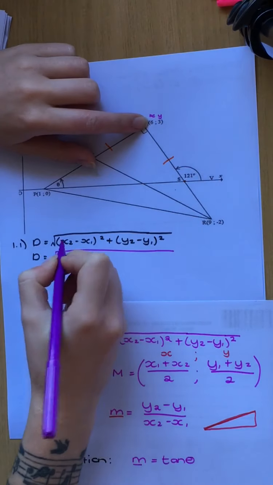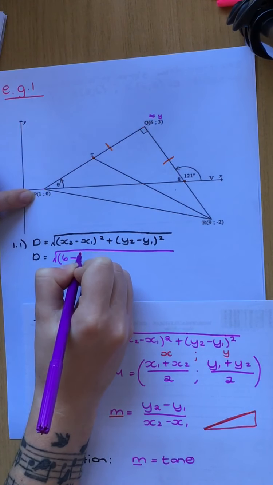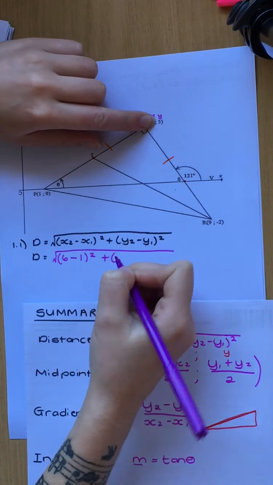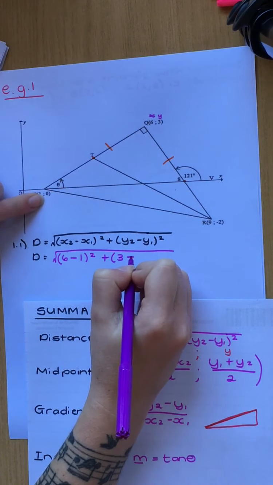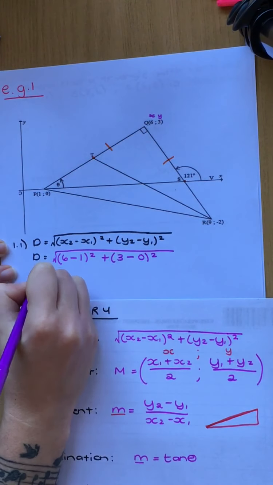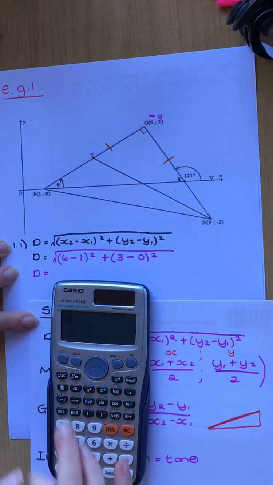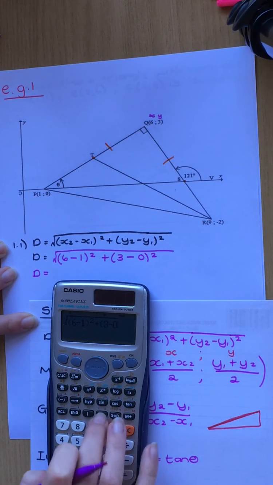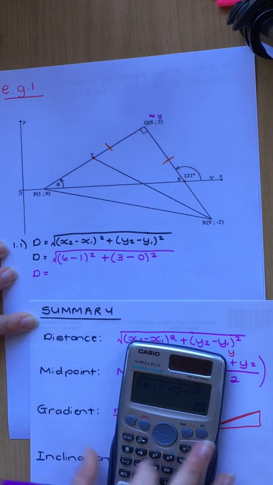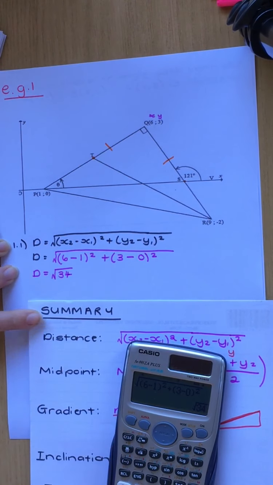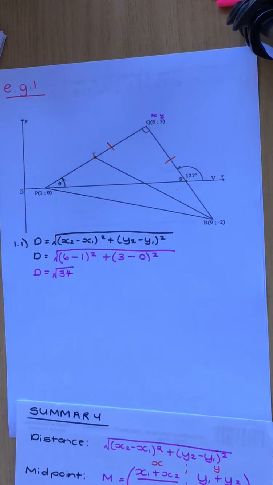If I make this x2, which is 6, then x1 will be this one, which is 1, squared, plus if this y2 is 3, then when I minus 0, this one will be your y1, squared. Then all you have to do is punch that into your calculator. So you make square root, 6 minus 1, close your bracket, squared, plus 3 minus 0, close your bracket, squared. And this gives me an answer of square root 34. Now they said that I can leave it in surd form, so I'm going to just leave it like that.